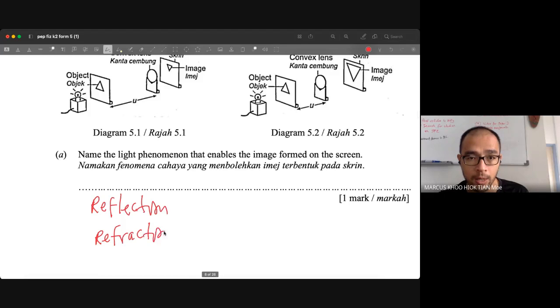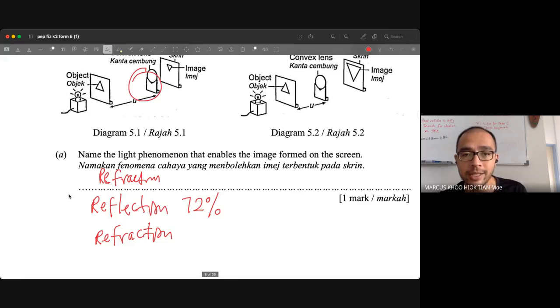Okay. Now when I did an analysis of this question, saya dapati bahawa dalam kalangan pelajar saya lah, okay, 72% answered reflection. Okay, sebab jawapan sebenarnya adalah refraction. Okay, refraction yang melibatkan lens. Reflection melibatkan mirror.